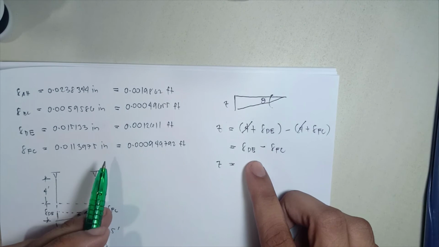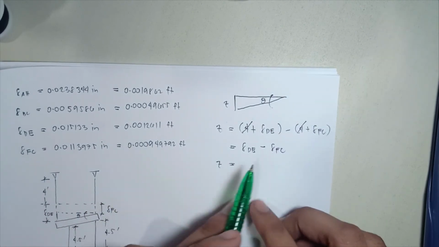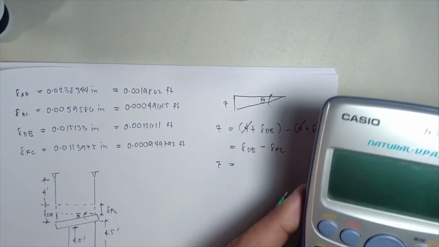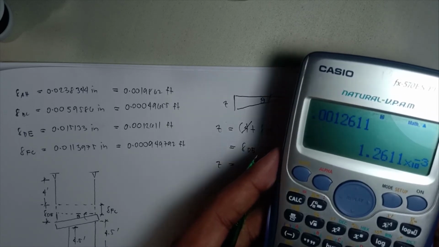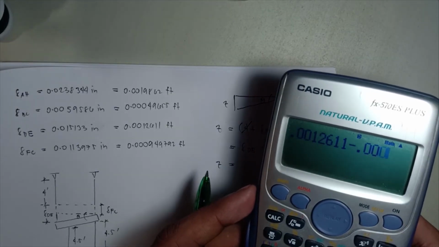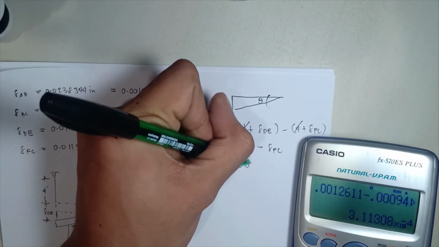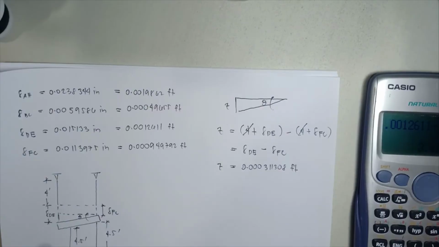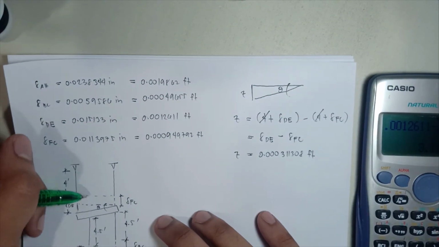So, yung DE, may value tayo nito, minus yung value ng deformation ng FC. Hindi ko na guys sulatin yung value, so automatic i-calculate na natin. So, yung DE 0.0012611 minus 0.0000949792. Then, this is the value of Z: 0.000311308 feet.